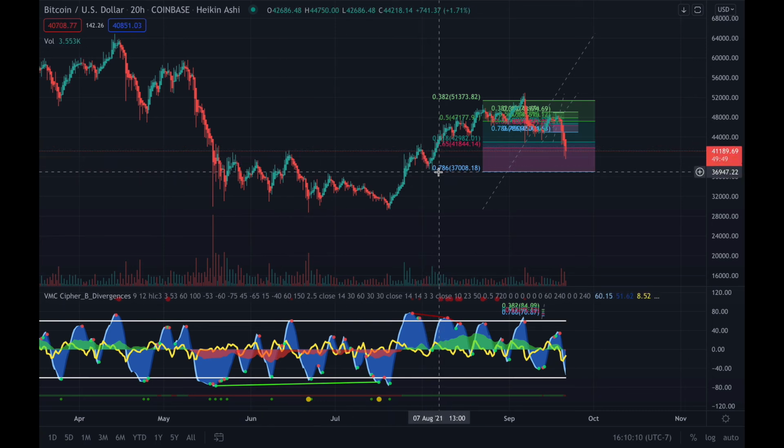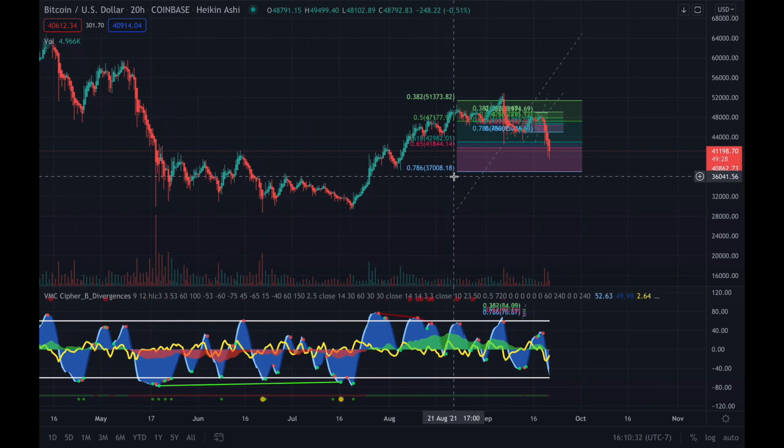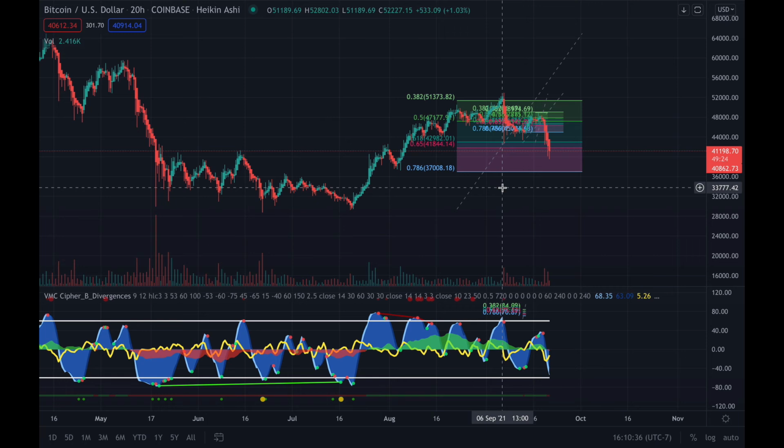So if we drop below 36.9, which is a real possibility, we could come all the way down here, come down to 30, and we could just enter the bear market and just go down. But I just don't think that. I don't think the run is over yet. I really don't. I think it'll end in November, December.